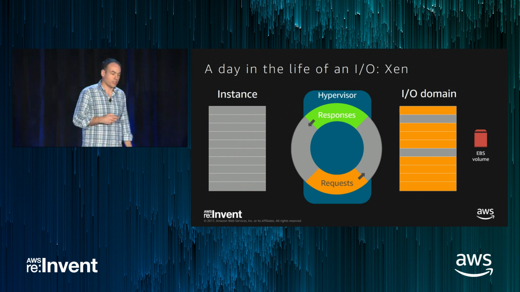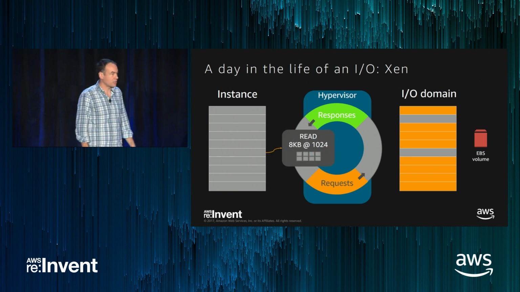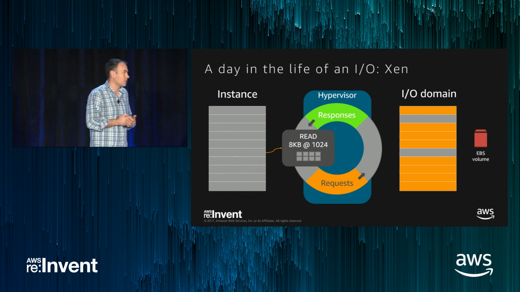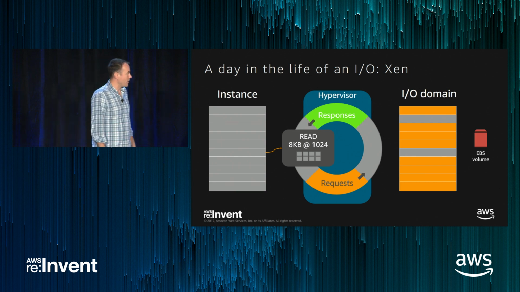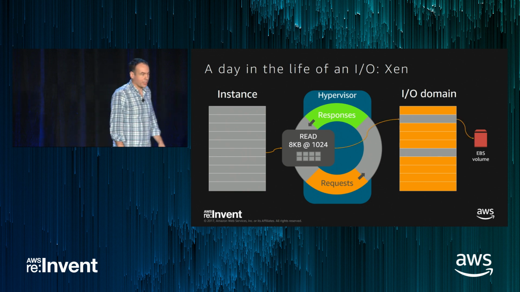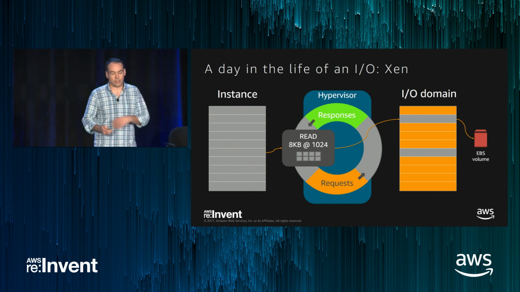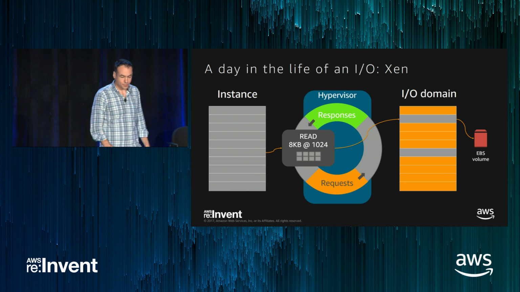I've simplified the picture. So when your application wants to do an I/O, it'll submit a system call to the kernel, whether that's Windows or Linux. They both act about the same. Different driver stacks, but that's fine. So in this case, we've got an 8K read. It gets put onto the queue, rings the doorbell to wake up the I/O domain. I/O domain wakes up, pulls it off the queue, puts it on another queue, sends it off to EBS. The response comes back the other way.